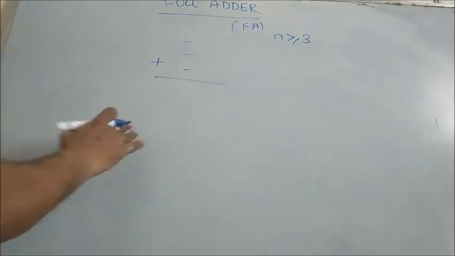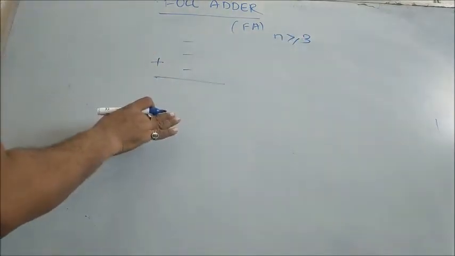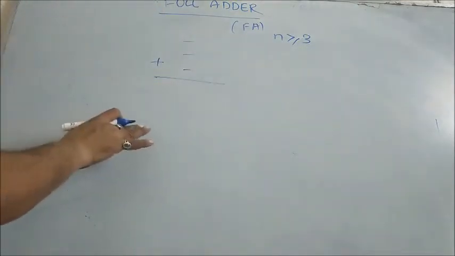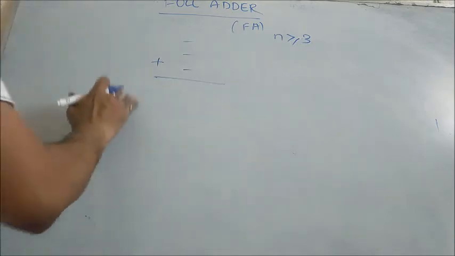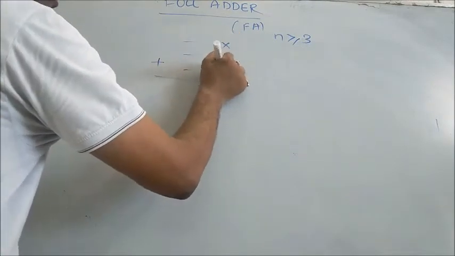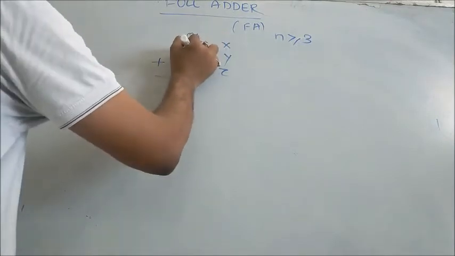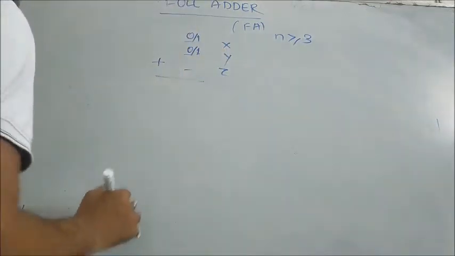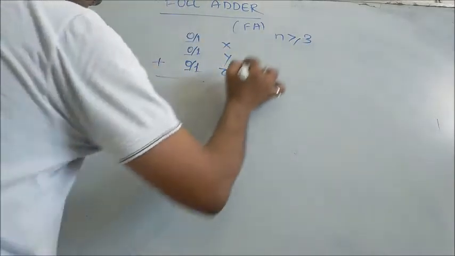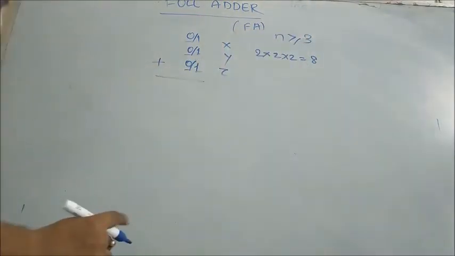That means from this notation we can deduce one thing: for binary addition to be performed by a full adder, we should have at least 3 inputs, right? So let's take 3 inputs, this may be your x, this may be your y, this may be your z. x can be filled in 2 ways, 0 or 1, y can be 0 or 1, and similarly z can also be 0 or 1. So how many possibilities can we have? That is 2 into 2 into 2, that is 8 possibilities, right?